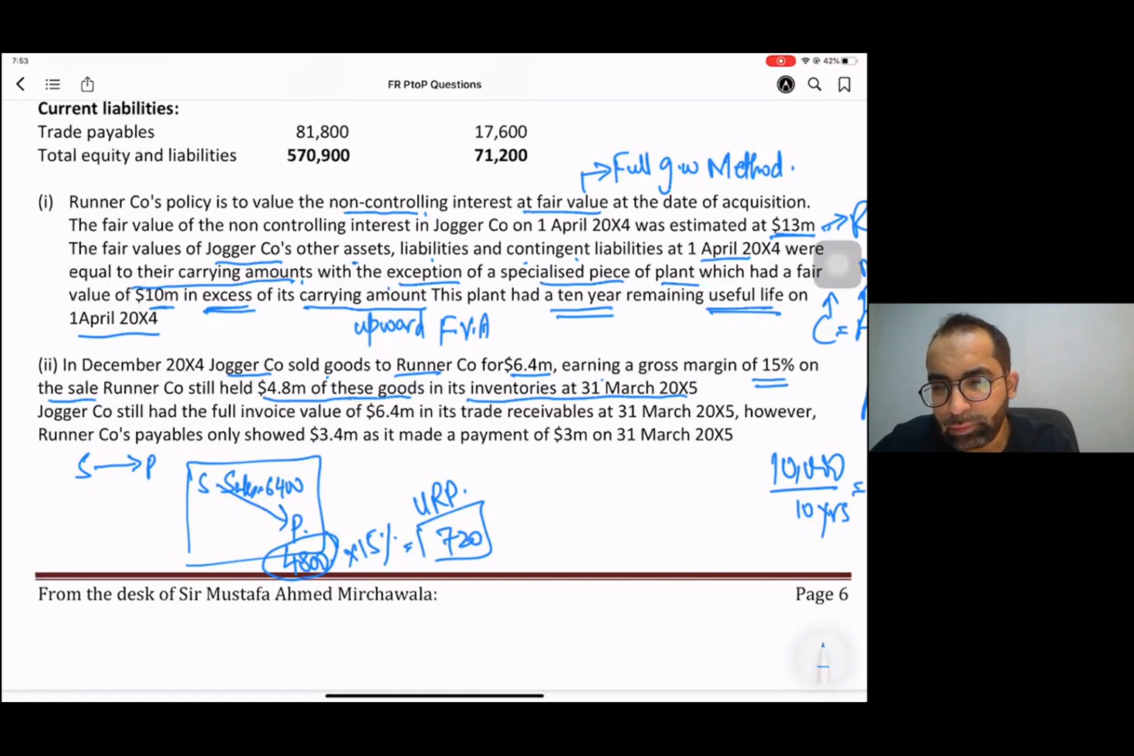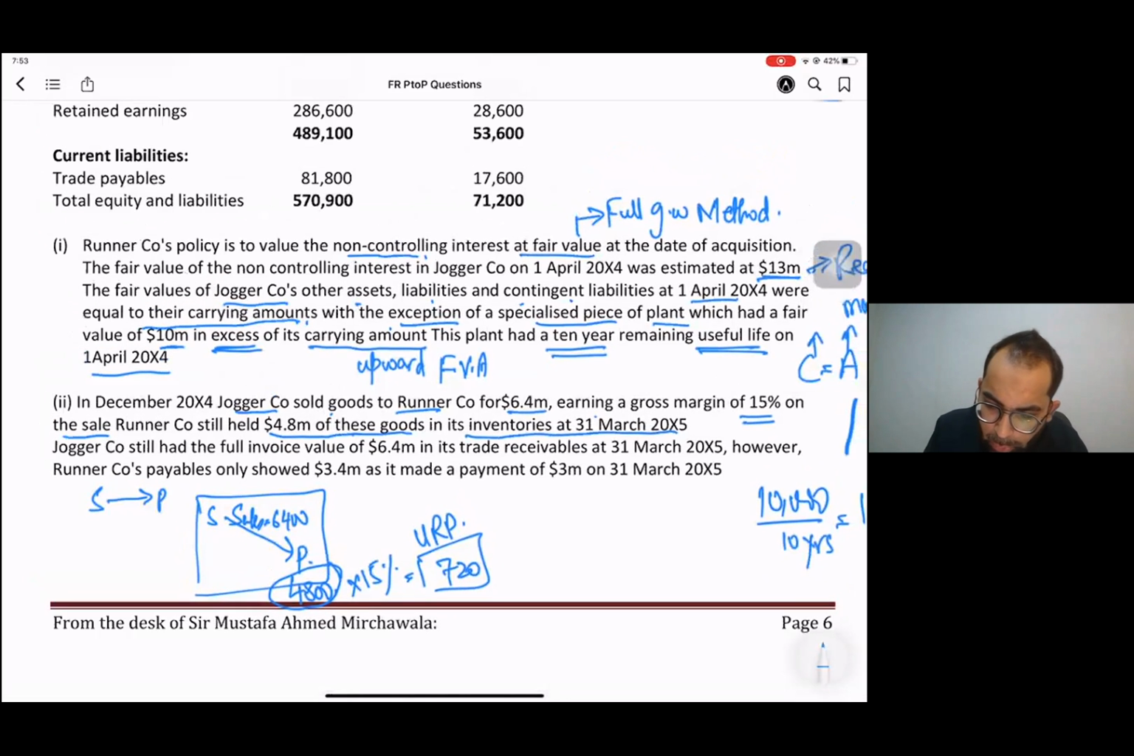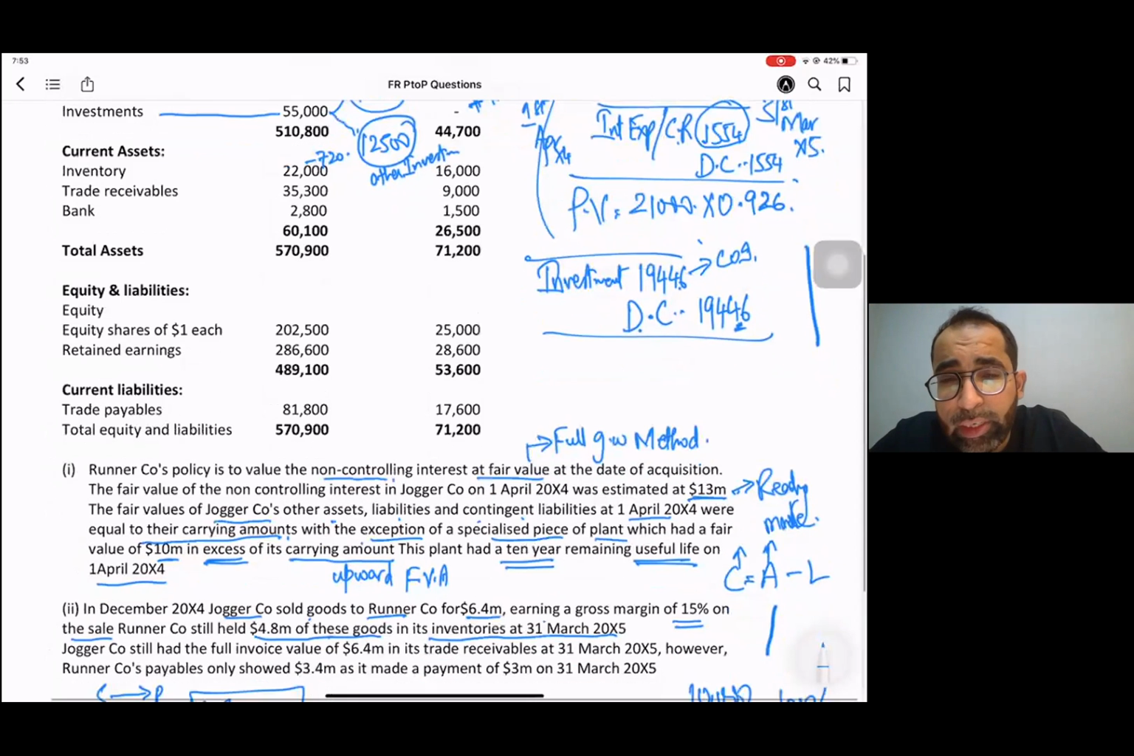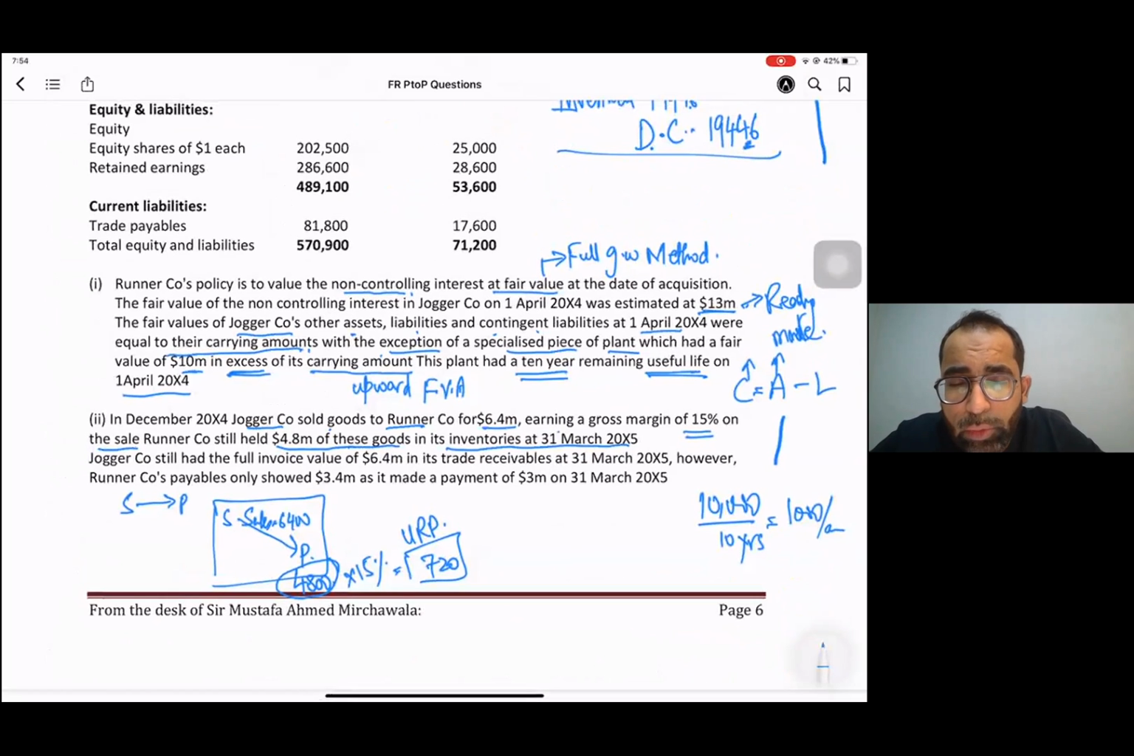Yes or no? And from one more place, from the inventory, you should go to the group inventory and remove it from group inventory as well. Okay, so 720 is the URP which you need to remove from the closing reporting date net assets packet and from group inventory.